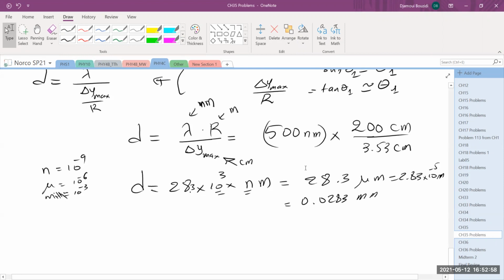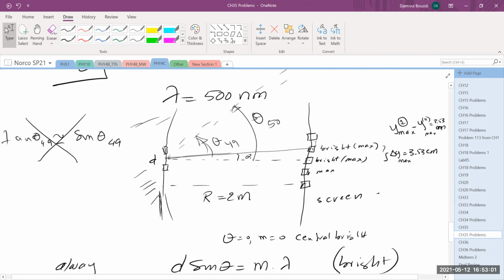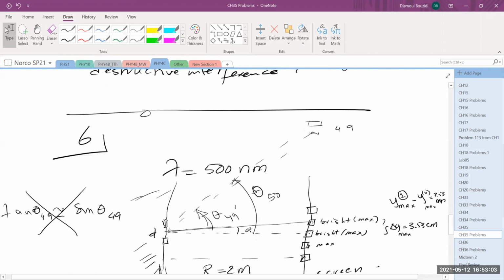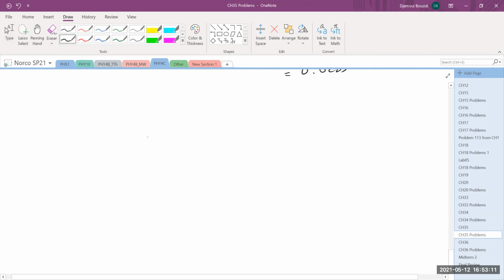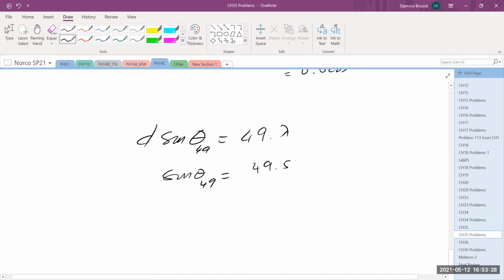Okay, so we have D. Now we need to find theta 1 and theta 2 and find their separation between them. I mean, not theta 1, theta 49 and theta 50. So we need to apply the same rule now, where D sine of theta 49, that's the 49th maximum, is equal to 49 times lambda. From here, we're going to find sine of theta 49 as being 49 times lambda, and lambda is 500 nanometers, divided by D.